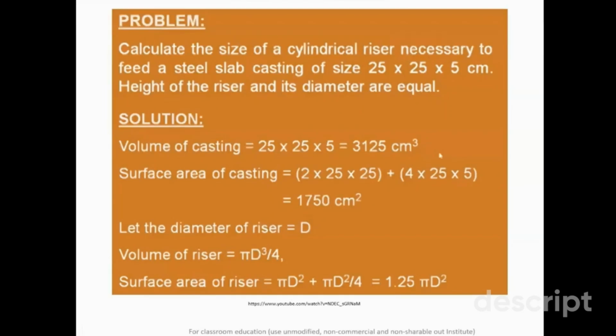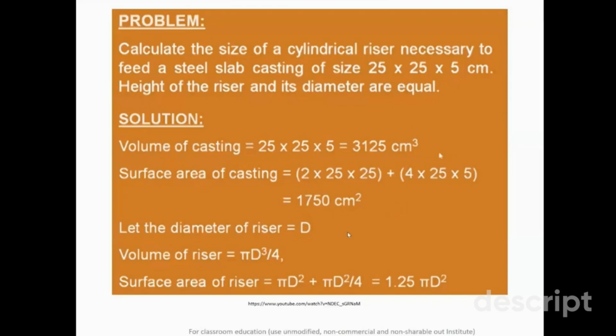We can learn from this problem: calculate the size of a cylindrical riser necessary to feed a steel casting of size 25 by 25 by 5, where the height of the riser and its diameter are equal. How will you solve it? First, we calculate the volume of the casting, which comes out to be 3125 cubic centimeters, and then the surface area, considering all 6 surfaces, which comes out to be 1750 square centimeters.